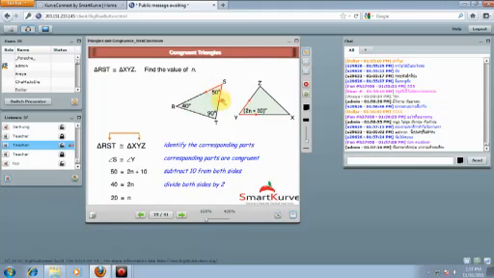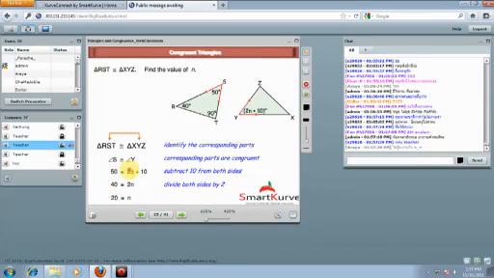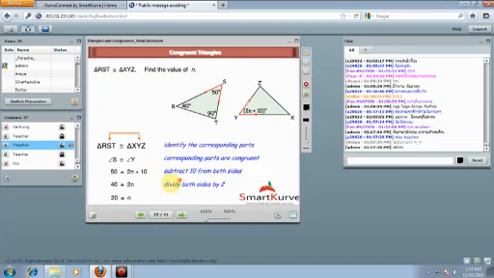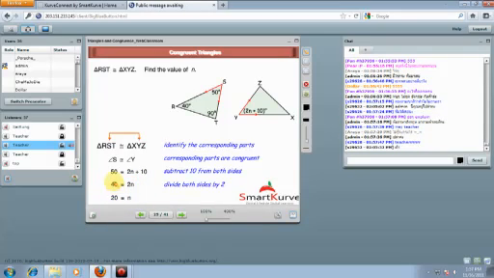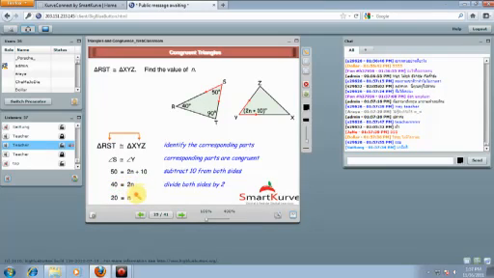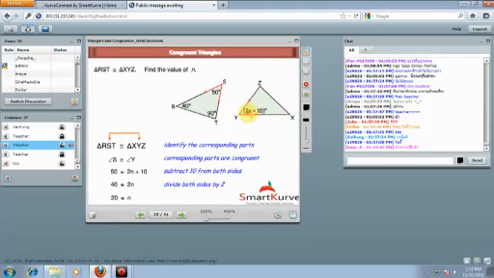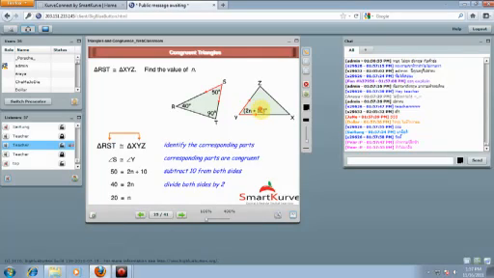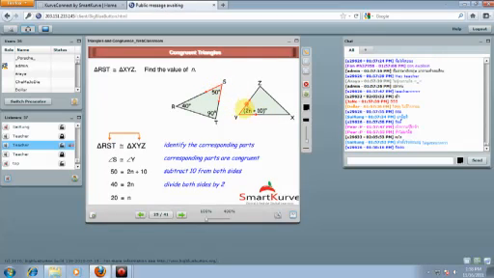So angle S equals angle Y. So 50 equals 2n plus 10. You subtract 10 from both sides because you want the n on its own. 40 equals 2n. Divide both sides by 2, and we have n equals 20. When we plug 20 into this n, we have 2 times 20 is 40, plus 10, 50 degrees. Angle S equals angle Y.